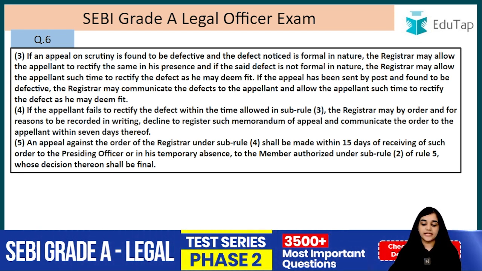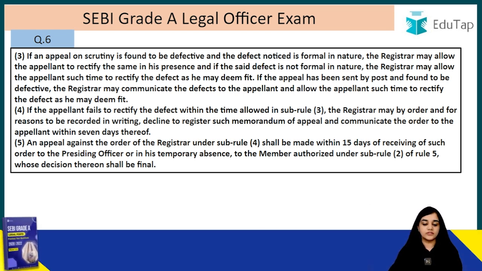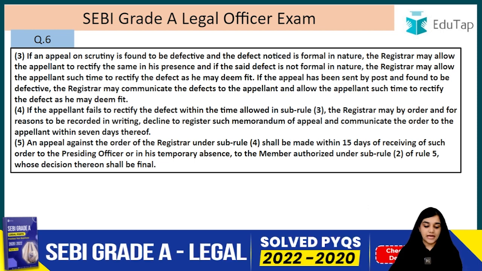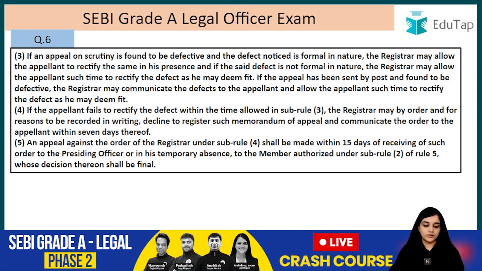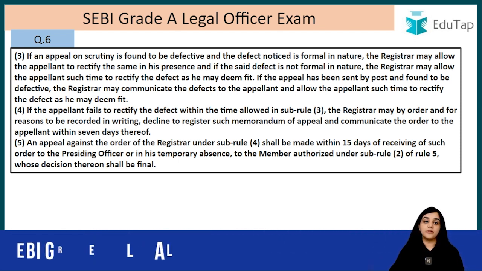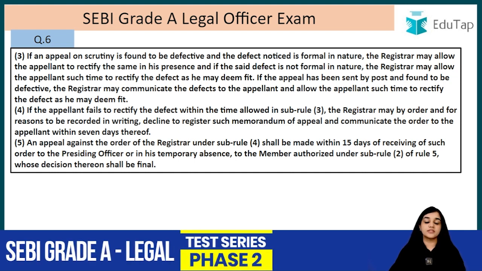So let's read this again. An appeal against the order of the registrar under Rule 4, if an appeal has to be made, it shall be made within 15 days of receiving of such order to the presiding officer, or in his temporary absence to the member authorized under Sub-Rule 2 of Rule 5 whose decision thereupon shall be final. And then the presiding officer's decision is going to be final on that matter.